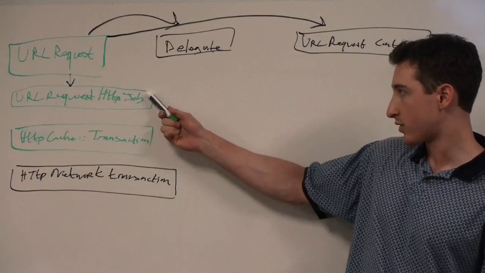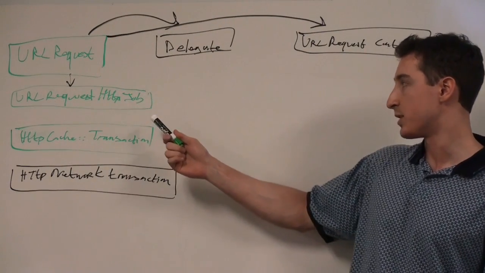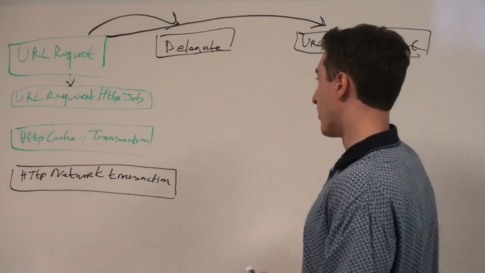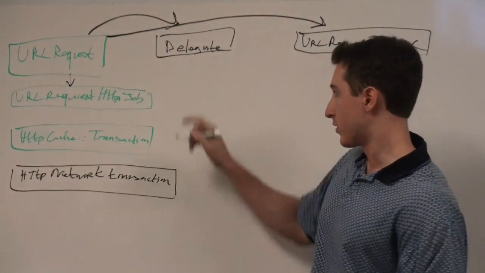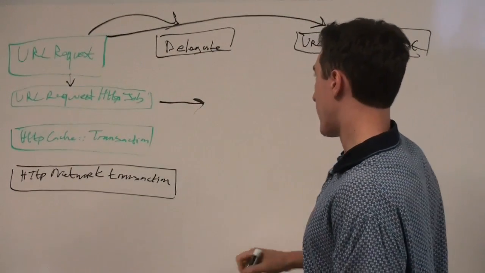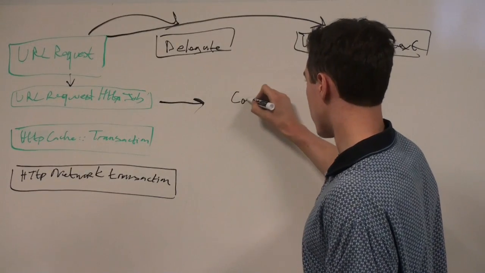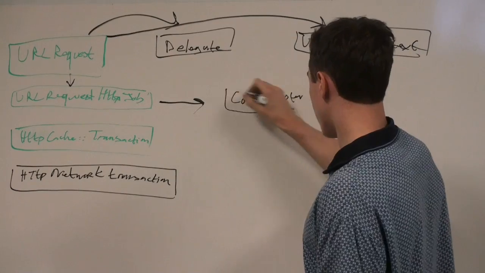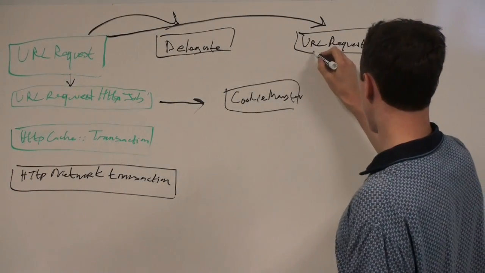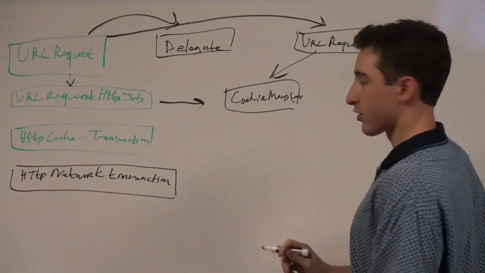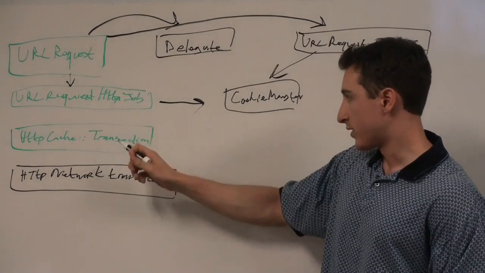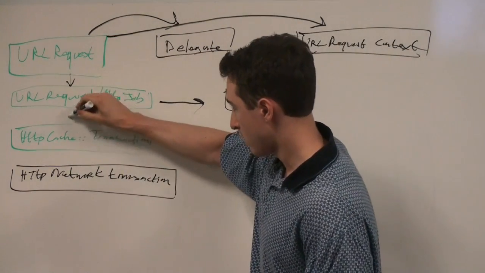So it's going to create a URL request HTTP job. At this layer, the URL request HTTP job applies filters, and it's also going to read and write the cookie store. So we'll just write in the cookie master here. And the cookie store comes from the URL request context. After that, we're going to go down to the next layer.